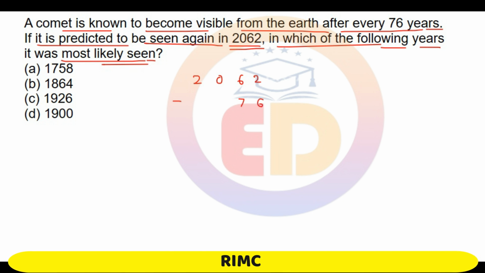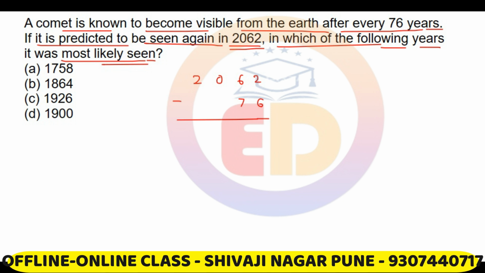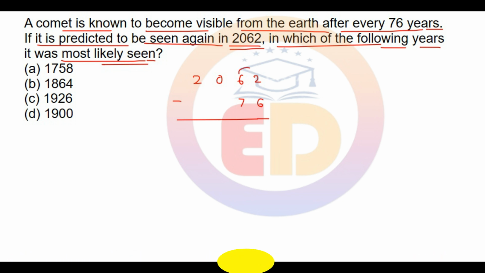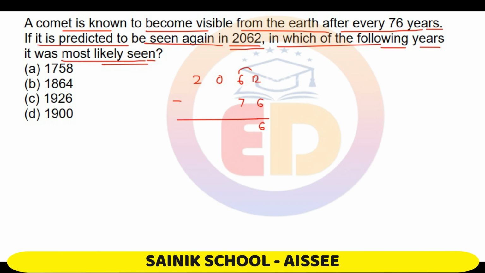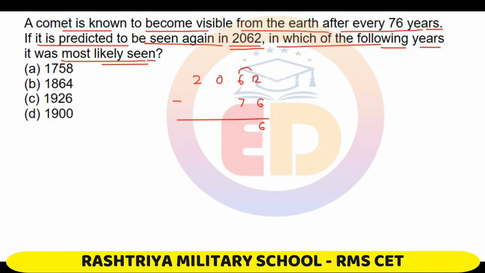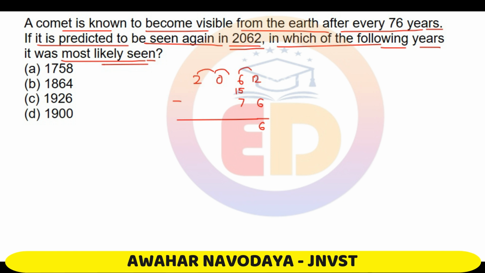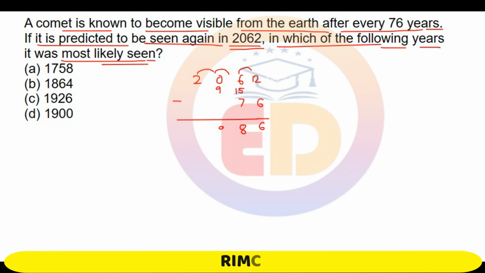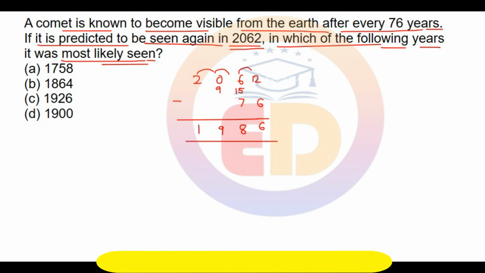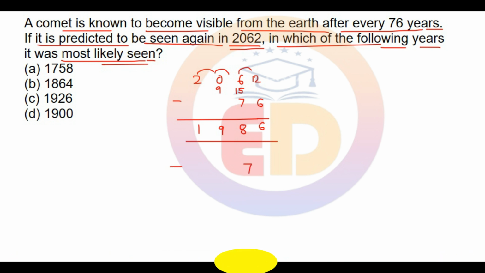When I subtract 76 from 2062, I'll subtract this. This is 12 minus 6, 6. This is now 5. Borrow 1 from here. This is 15 minus 7, 8. This will be 9. And this will be 1. So before this, it would have been seen in 1986, which is not in the option. So it means that I have to subtract 76 again.